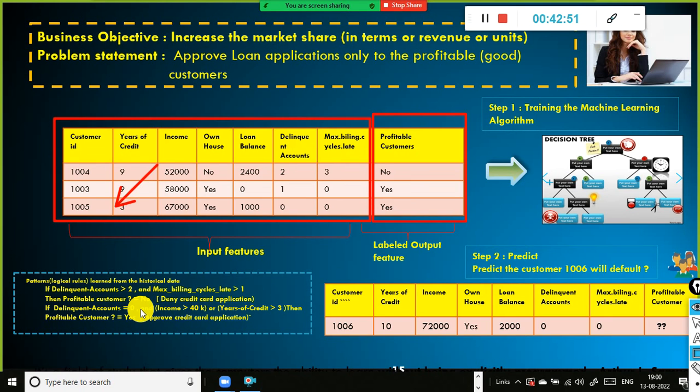If the delinquent account is 0 and income is more than 40,000 or years of credit is more than 3, then it is a profitable customer. Based on the historical data, the patterns learned by the decision tree, it automatically generates the rules. Now you apply the rules and tell me whether this guy is eligible for a loan or not. So it has to predict the label here, yes or no.